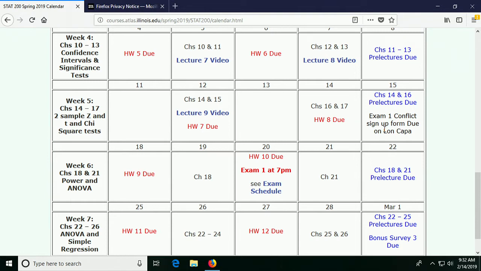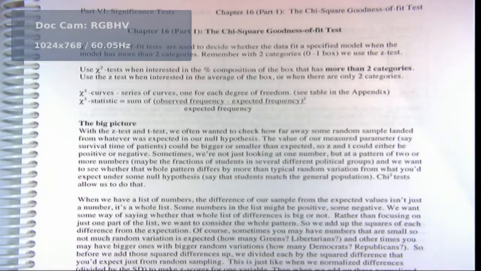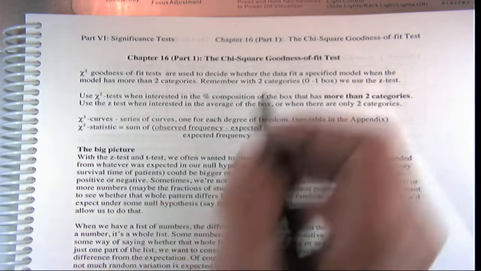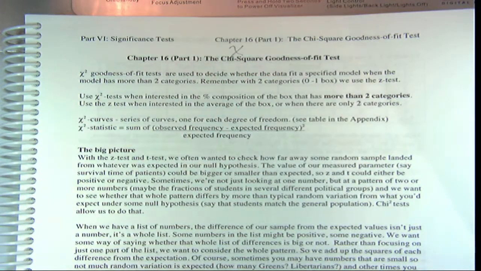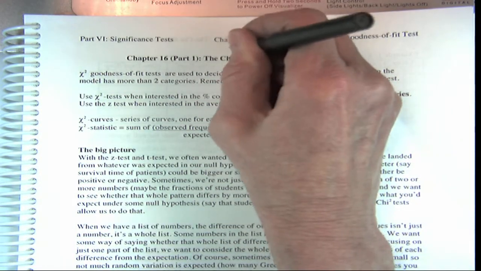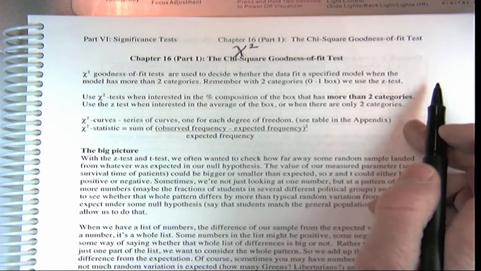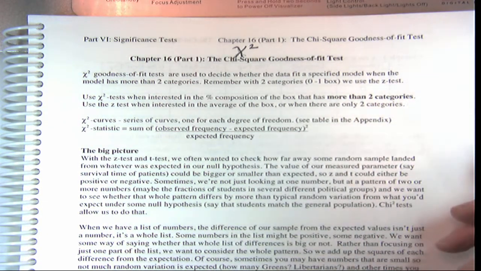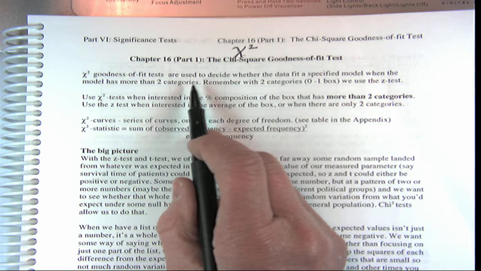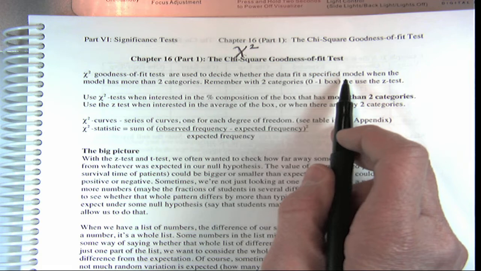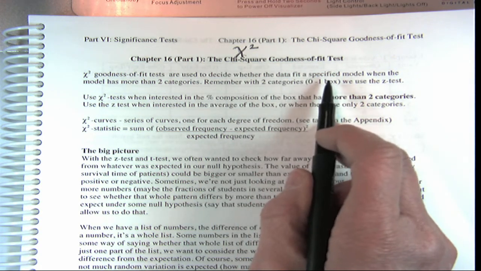Okay, so now let's go to the document camera and go over this chi-square test. Now, the chi-square, that's a chi, Greek letter chi squared, goodness of fit test. We're going to do two tests. One is a goodness of fit, we'll do that first, and the other is an independence test. Now, the chi-square goodness of fit tests are used to determine whether your observed data fit a specified model, whether the observed fits an expected model.